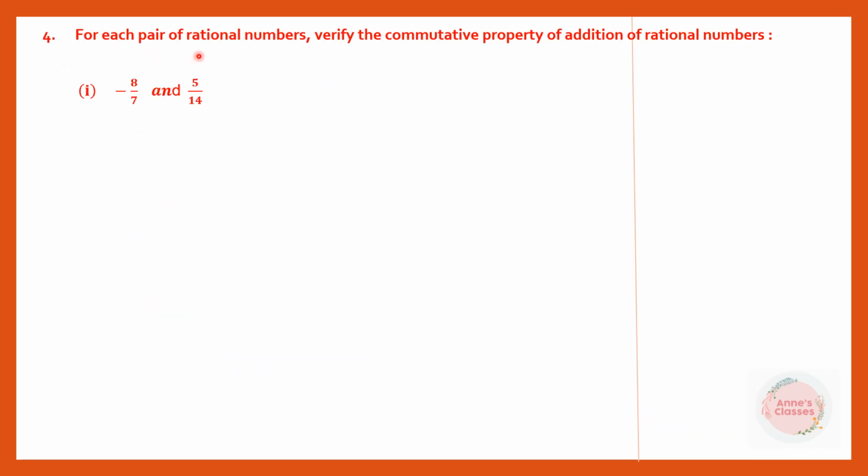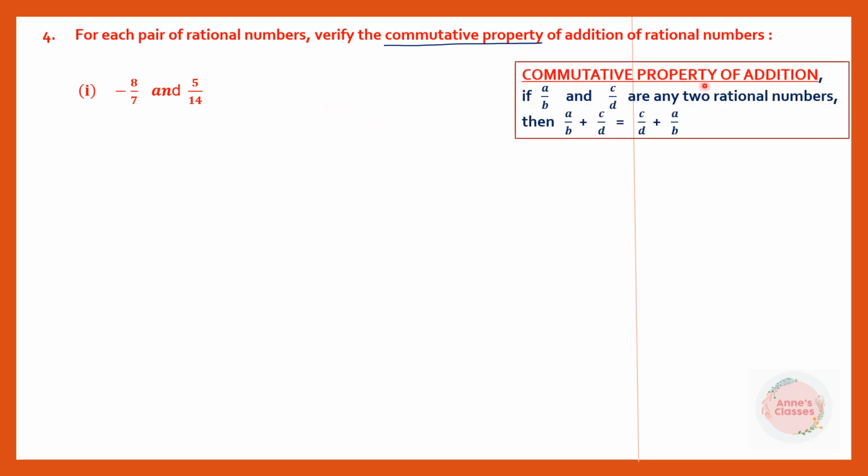Question 4. For each pair of rational numbers, that is, this is one pair, verify the commutative property of addition of rational numbers. So this is one very important property called the commutative property of addition of rational numbers. What does that mean? Now here we have a pair of rational numbers, and here according to this we should write minus 8 by 7 plus 5 by 14. According to the commutative property, even if you change the order, the answer will be the same. That is, if you add up this first and this second, or this first and this second, your answer will be the same, and that is called the commutative property.